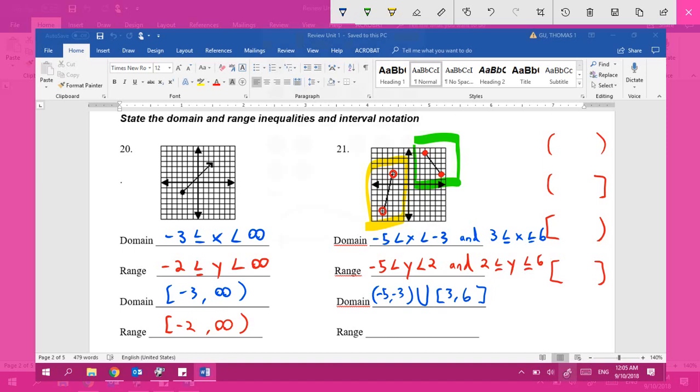And now finally, over here for the range, looking at the symbol, it's going to be less than, so that's going to be parentheses. There are two numbers, however, you don't need to split this up because it goes all the way from the -5, like I said, all the way to the 6. You can see that these two 2's right here overlap because one of them is a solid circle. So we can just go -5 to 6. And then you can see that on the 6, we have a less than or equal to, so we're going to use a bracket here. So that would be the range.